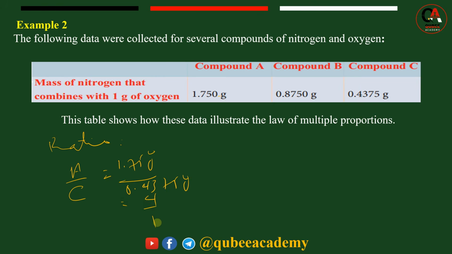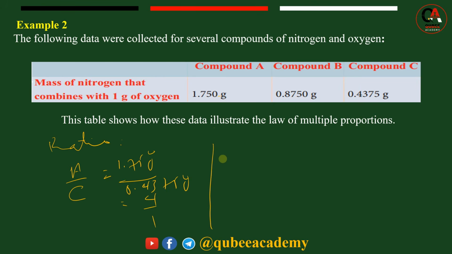So what does this show? The amount of nitrogen in compound A is 4 times that in compound C. It means there are different ratios. That is, the amount of nitrogen in compound A is four times the amount of nitrogen in compound C.